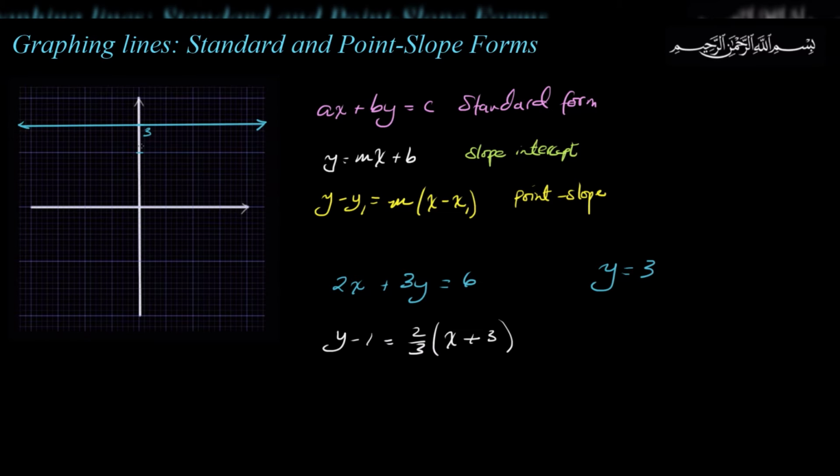Okay, and you also have to know that vertical lines have equations that look like this: x is equal to 2. If you were to graph this in the Cartesian plane, that would be a vertical line that intersects the x-axis at 2, like this.